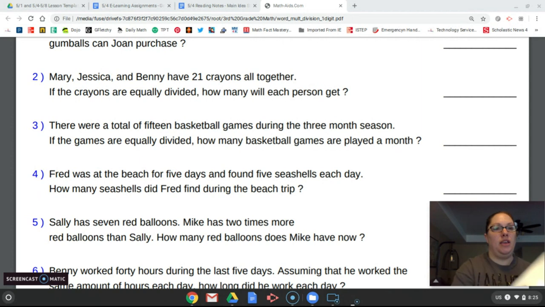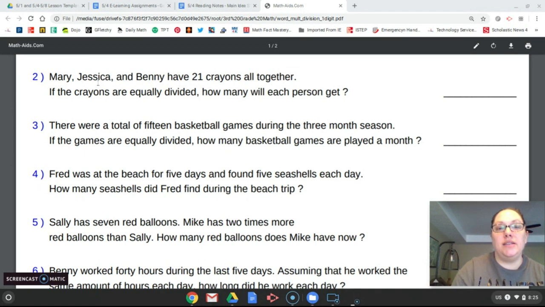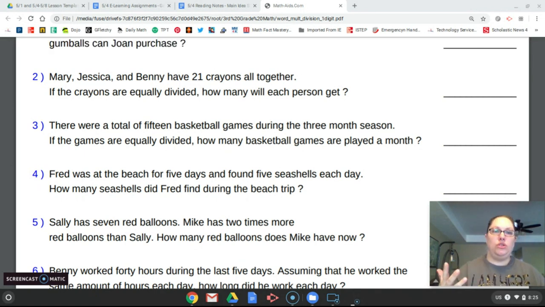So then I'm going to keep reading. It says, if the crayons are equally divided, how many will each person get? Okay, so I see the words equally divided. There's another huge clue that we are going to be splitting things up instead of making more of something. All right, so let's think about this. It says, if the crayons are equally divided, how many will each person get?